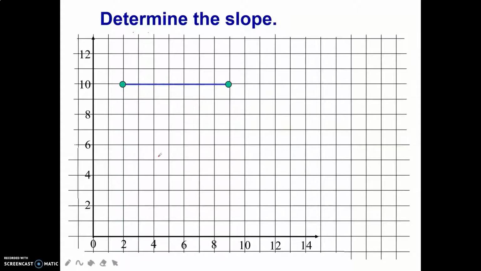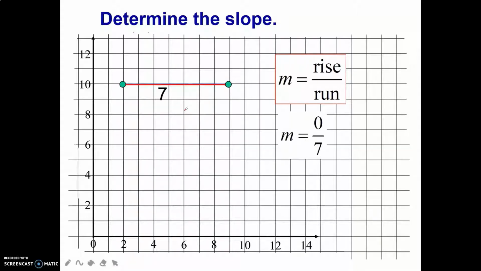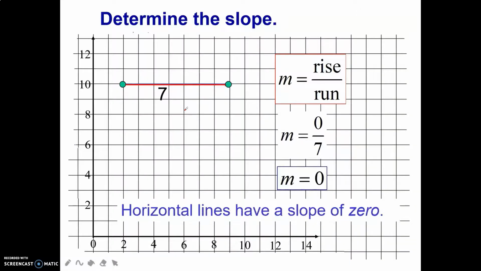What if the line is a horizontal line? How do we get the slope here? Since we only have run here, applying the formula, we get m equals 0 over the run 7, giving us the slope as 0. So always remember that horizontal lines have a slope of 0.